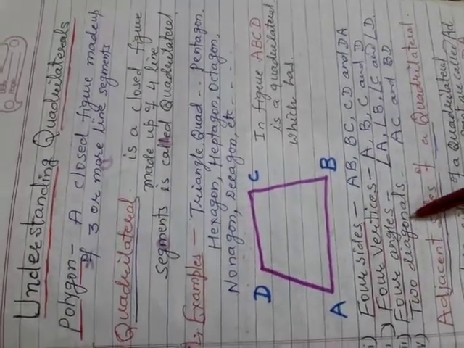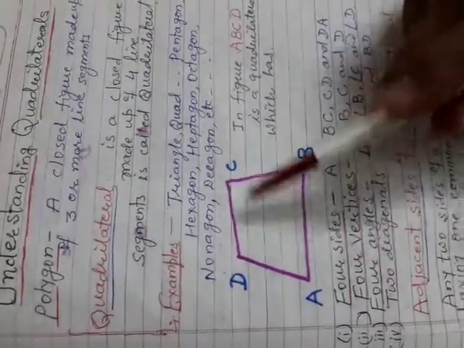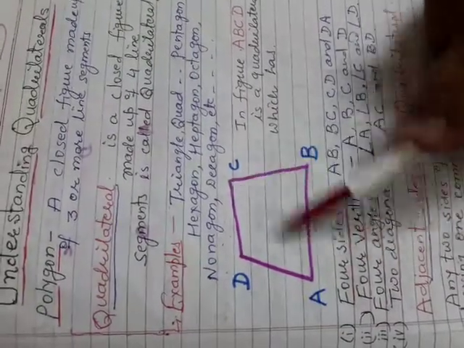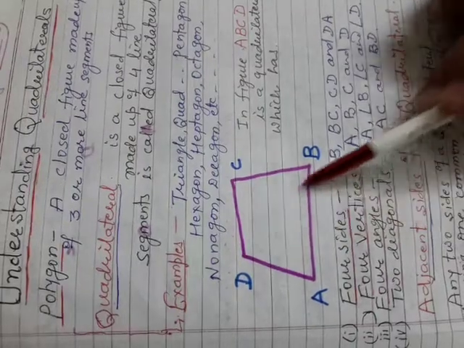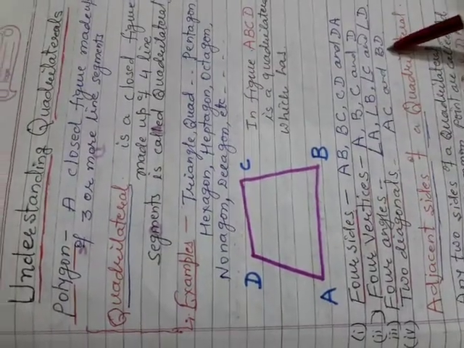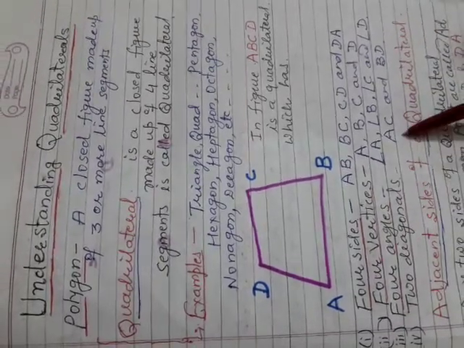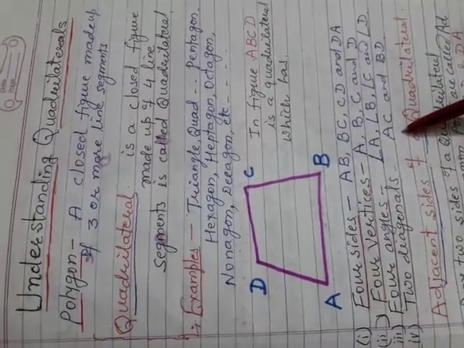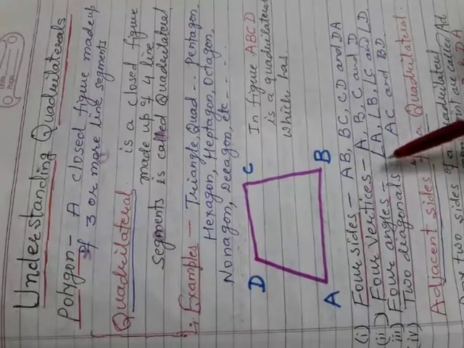Two diagonals are there, AC and BD. When opposite vertices join together, we get a diagonal. AC is a diagonal and BD is a diagonal. So in one quadrilateral, two diagonals are there. Now, so many things in this quadrilateral.